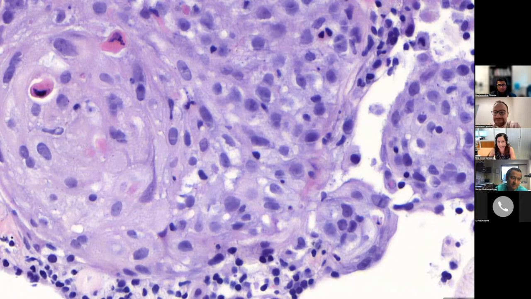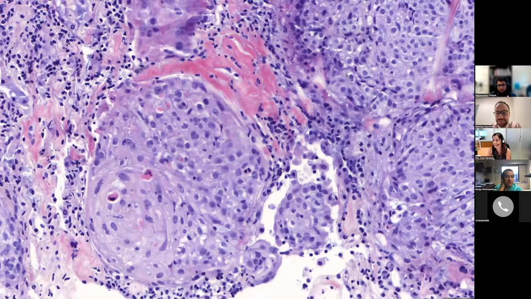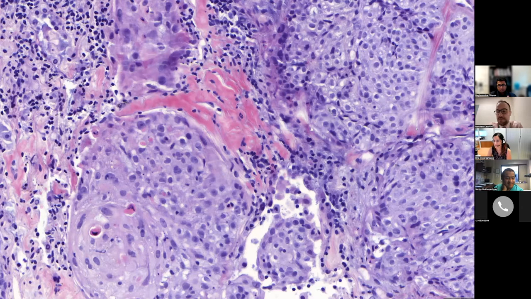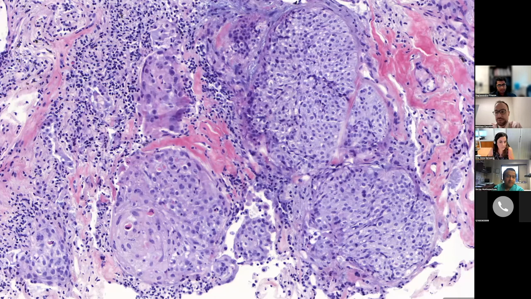So Raghav and Matt, what would you do with this? How would you approach this? So I agree completely. It looks like a squamous cell carcinoma. And so I don't think this case needs stains, but if one were to do stains, it would be a very small panel, right, of P40 and TTF1.